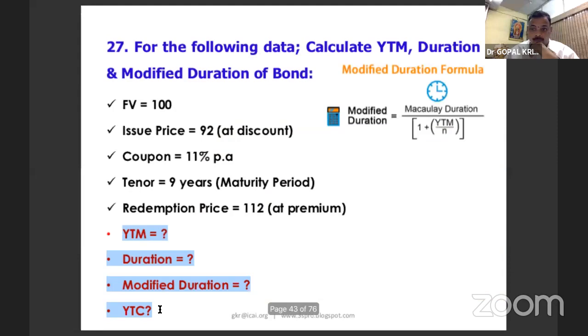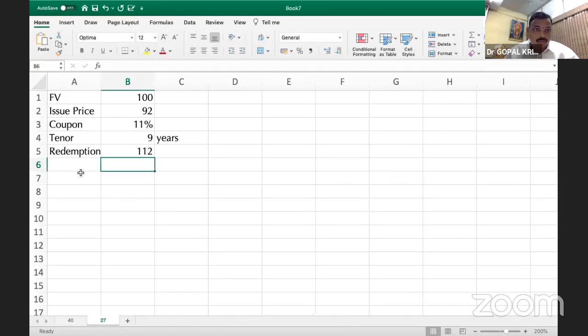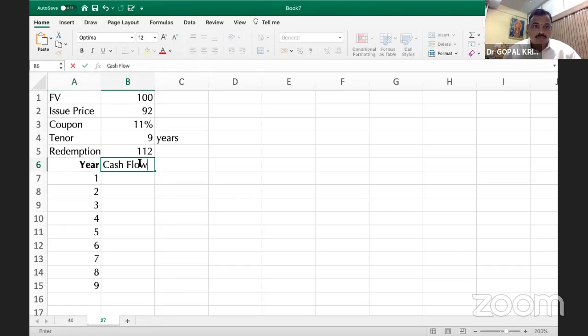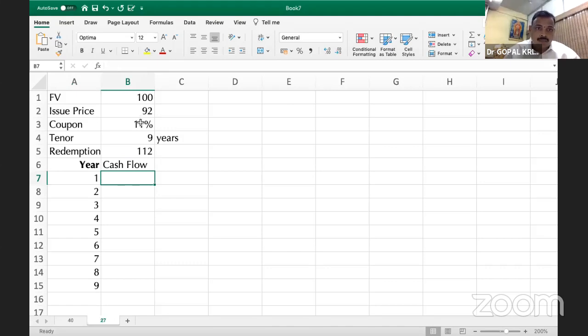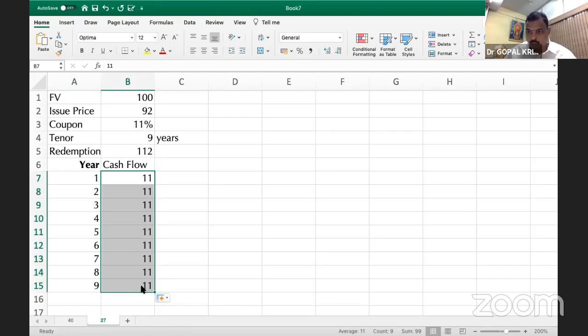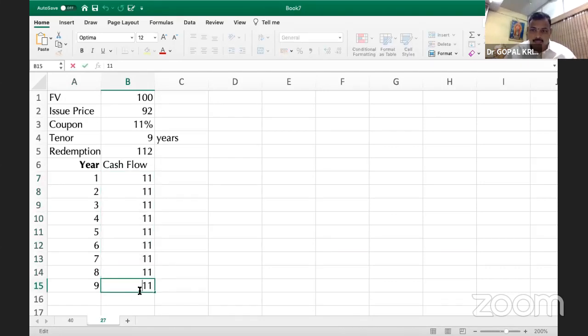Okay. So now the year 1, 2, 3, 4, 5, 6, 7, 8, 9. So this is your year. So what is your cash flow? Your cash flow is 11% of 100, which is 11 rupees will be your coupon, otherwise called interest. And at the end of 9th year, you get 112 rupees.